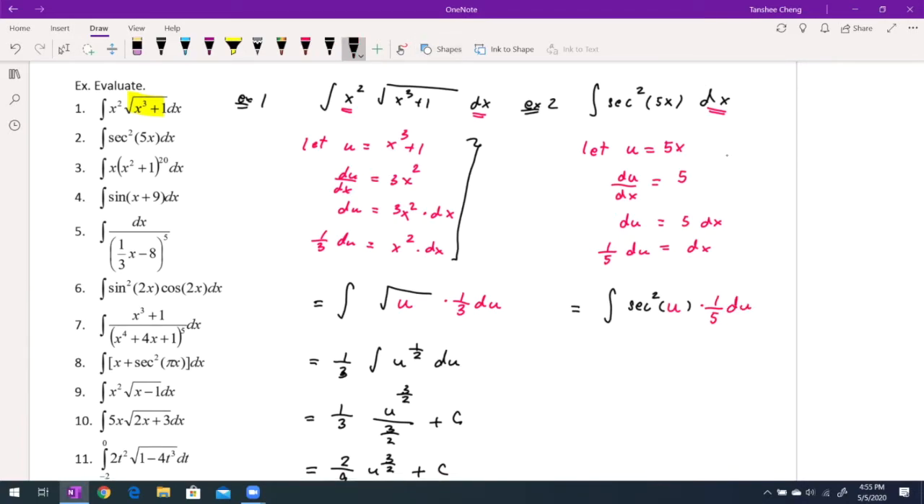So when we take the integral, simplify a little bit using the properties of integral, that will be 1/5 integral of secant squared u du, which is 1/5 tangent u plus a constant. And finally, substitute back what we originally have, which in this case my u is 5x. That will be 1/5 tangent of 5x plus C, and that will be the end of this problem.